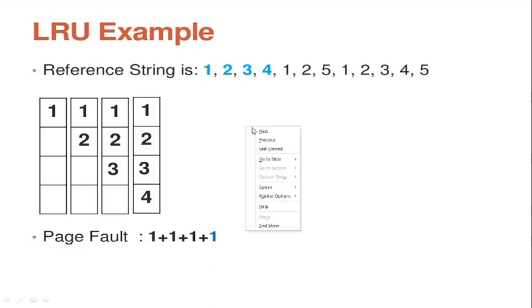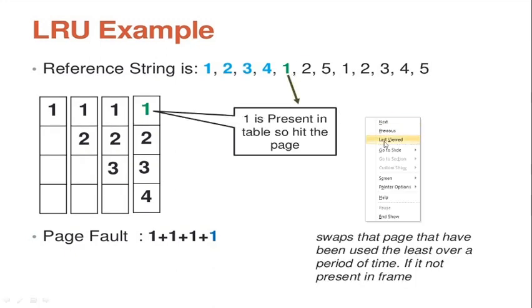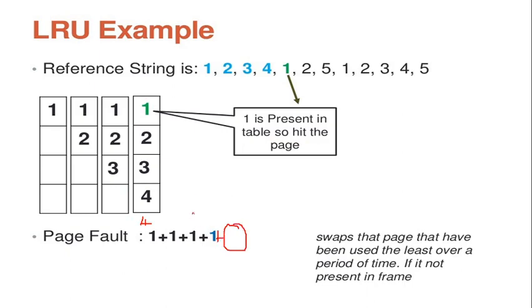Let's move forward. In our next slide, as you can see, the next reference is 1. 1 is present in the table, so it is a hit, and the page fault will not increase. The frames stay 1 2 3 4. In the next time period, our next reference is 2. 2 is also present in the current frames, so this is also a hit.